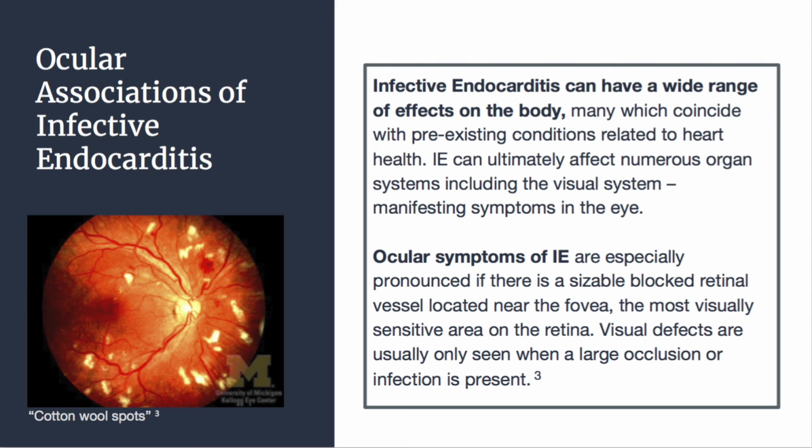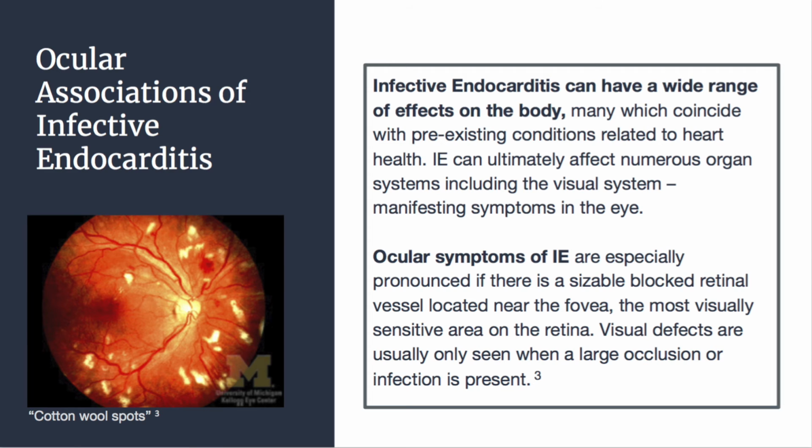Now we will take a look at what effect bacterial endocarditis can have on the eyes and how an optometrist might be involved in spotting this person's symptoms or helping them manage their health care. Infective endocarditis can have a wide range of effects on the body, many of which coincide with those factors relating to the heart. But they can ultimately affect a lot of other organ systems, and that includes the visual system.